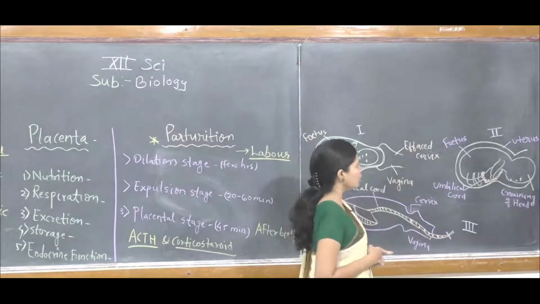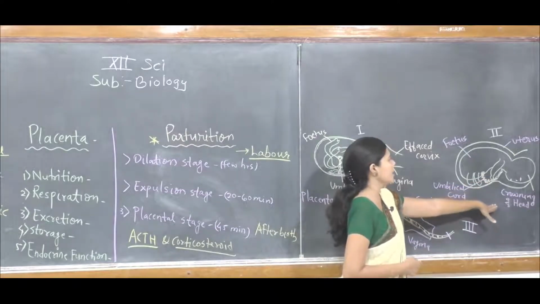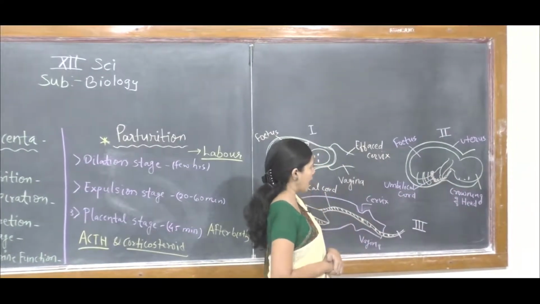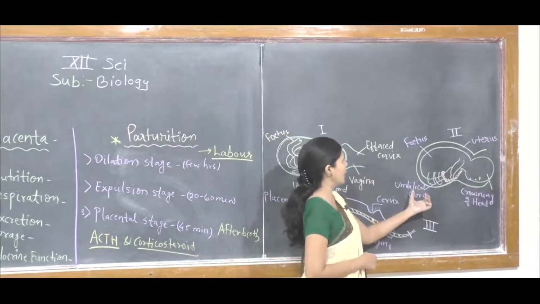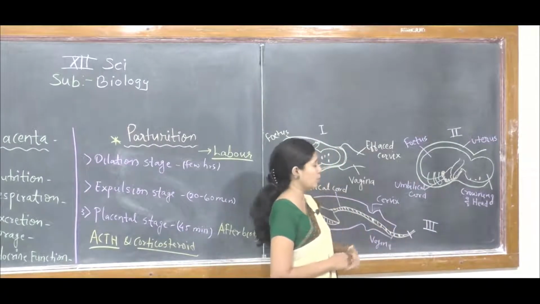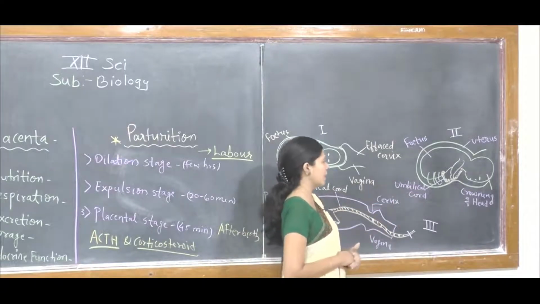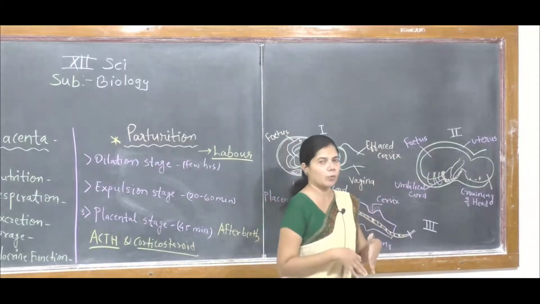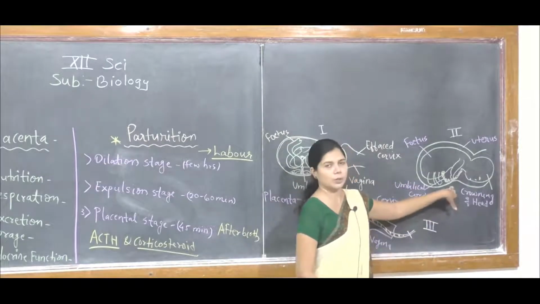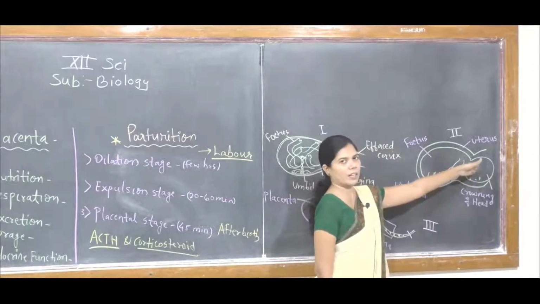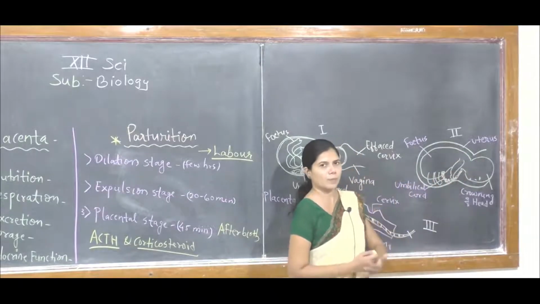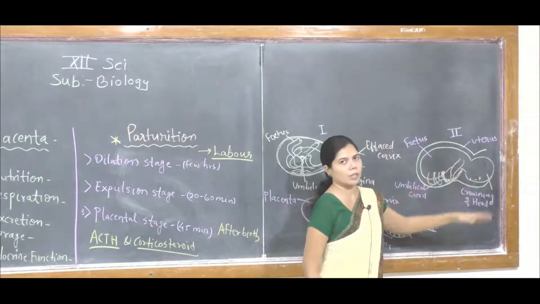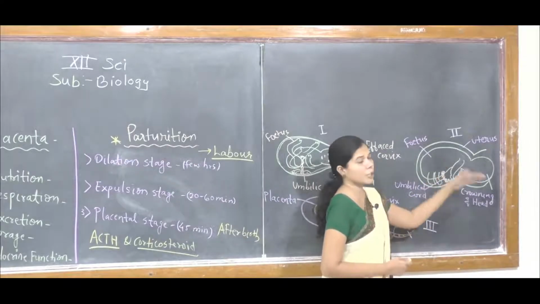From the uterus through the cervix and through the vagina, the head of the fetus comes out, and the remaining umbilical cord is attached to the wall of the uterus. But in the expulsion stage, the fetus is completely expelled, means it comes out from the uterus through the vagina and through the cervix. After the dilation of the cervix and the vagina, the head of the baby comes out through the vagina and is expelled.